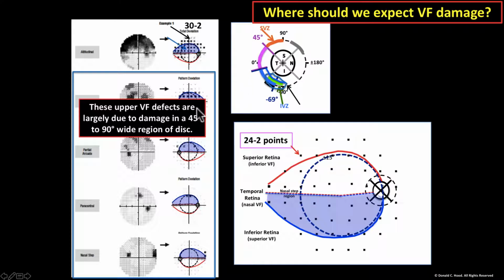Okay, so to repeat, all of these upper visual field defects are largely due to damage in a 45 degree to 90 degree wide region of the disc. Most of it's right in here. And it includes the macular vulnerability zone.